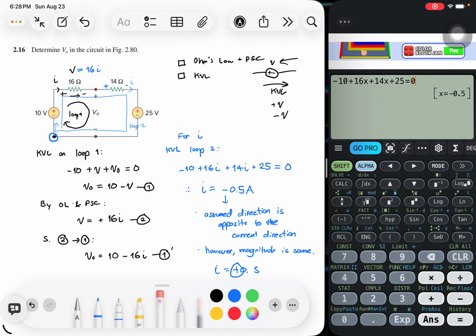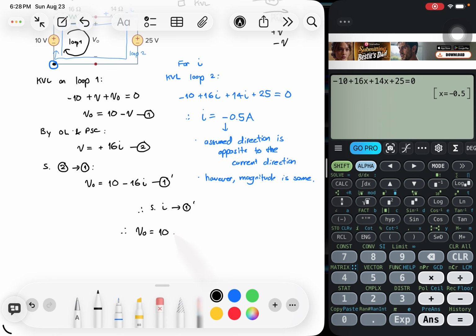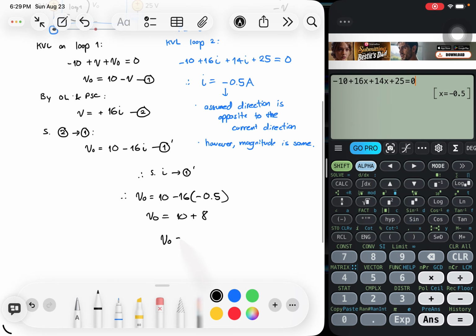Now, finally, we substitute I in equation 1 prime. Therefore, V naught is equivalent to 10 minus 16 times negative 0.5. V naught is equivalent to 10 plus, this is positive, 16 times 1/2, that is 8. Therefore, V naught is 18 volts.